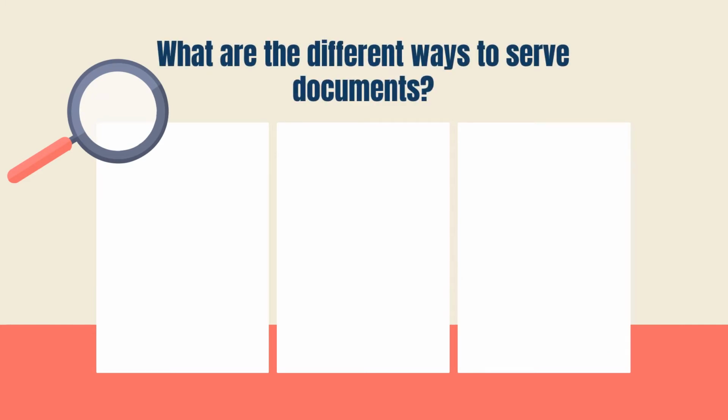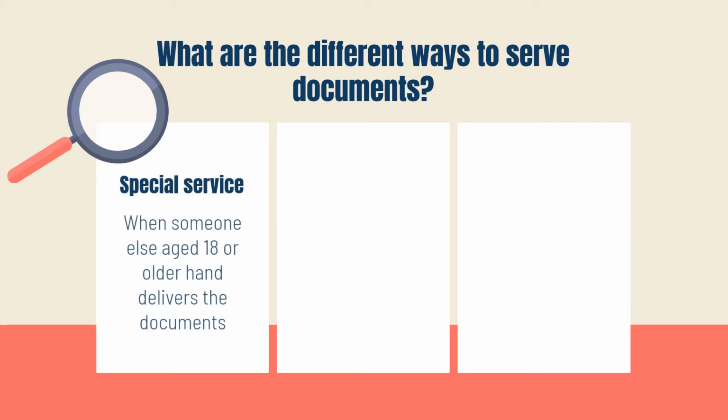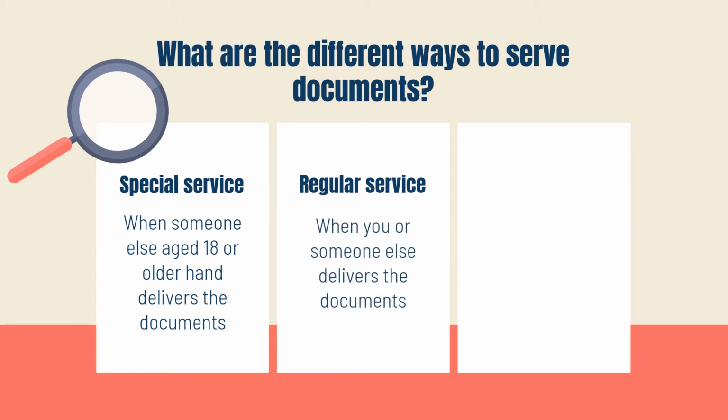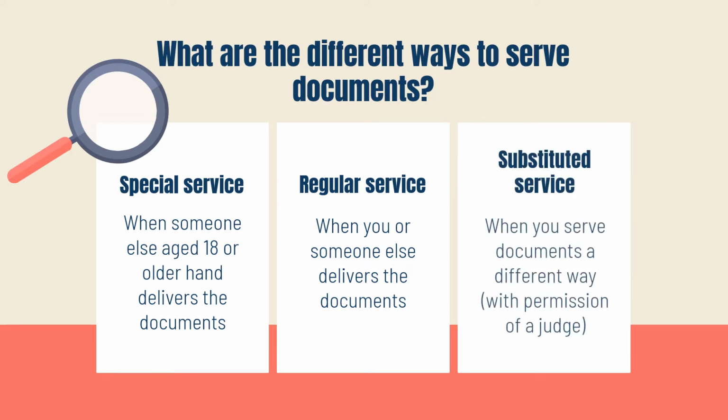What are the different ways to serve documents? There are many different methods to serve documents, but how you do it depends on the rules. Special service is when someone other than yourself, who is age 18 or older, hand delivers a copy of the documents to the other party. Regular service is when you or someone else who is 18 years or older delivers the documents through certain methods. Substituted service is when the judge may let you serve the documents in another way than you are normally allowed to use because of special conditions.